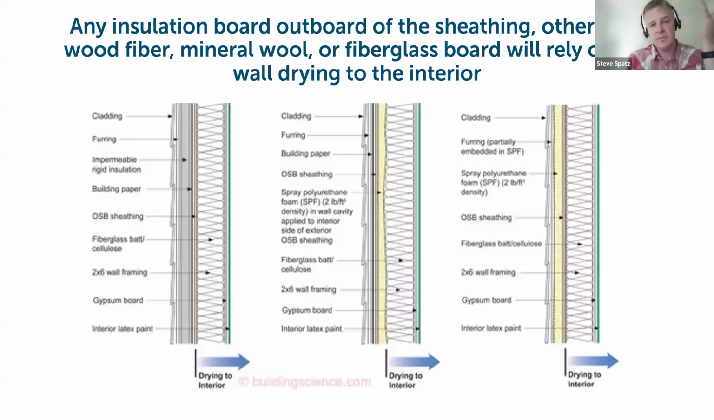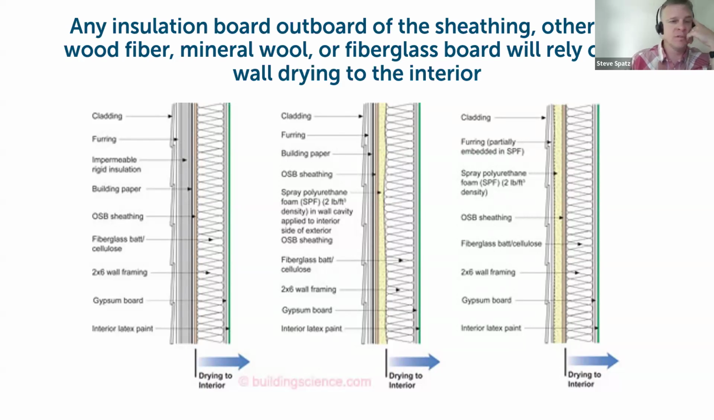So essentially, unless you're using a wood fiber or mineral wool or a fiberglass board type product outboard of your sheathing as your continuous insulation layer, any other foam board type will really rely on that wall drying to the interior. So you need a good airtight vapor retarder membrane on the inboard side of these assemblies, but that will also allow for drying potential and vapor diffusion through it to the interior during the warmer months of the year.